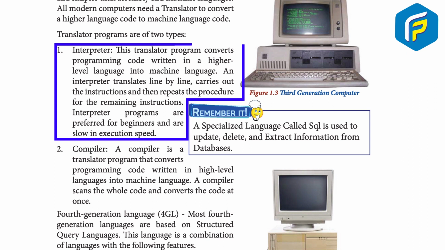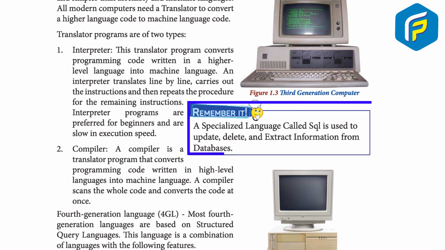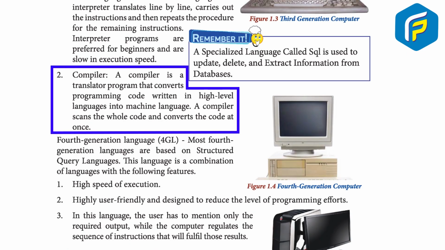1. Interpreter. This translator program converts a programming code written in a high-level language into machine language. An interpreter translates line by line, carries out the instruction, and then repeats the procedure for the remaining instructions. Interpreter programs are preferred for beginners and are slow in execution speed. Remember it, a specialized language called SQL is used to update, delete, and extract information from a database. 2. Compiler. A compiler is a translator program that converts programming code written in a high-level language into machine language. A compiler scans the whole code and converts the code at once.